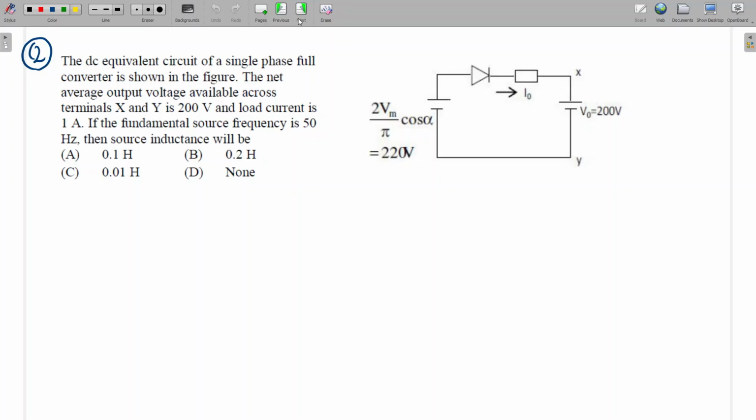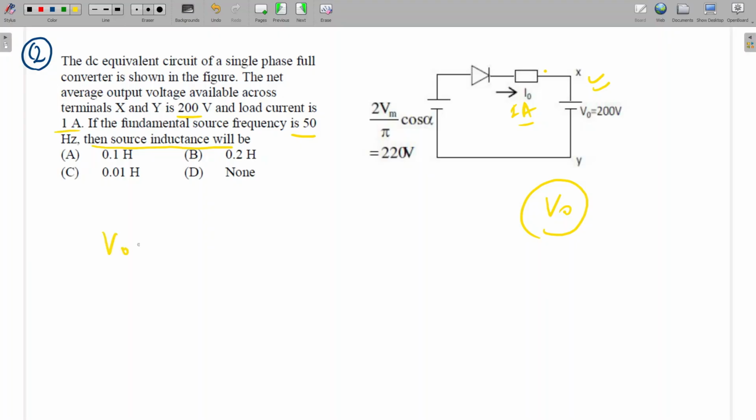See here. The equivalent circuit of a single phase full converter is shown in the figure. The net average output available across the terminals X and Y, so average voltage, is 200 volt and load current is 1 ampere. This I naught is 1 ampere, constant current. The source frequency is 50 hertz. Then what will be the value of the source inductance? Output is given, so which formula can we apply?